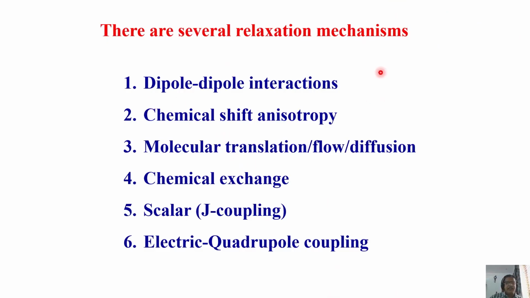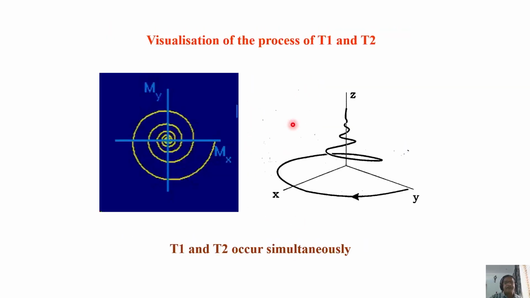One is dipole-dipole interaction. This is a major source of relaxation. Chemical shift anisotropy is also a major source of relaxation. And there are molecular translation, flow, diffusion, chemical exchange, scalar coupling, and electrical quadrupolar coupling for spin greater than half. There are various mechanisms. All these phenomena happening in the molecule, in the sample, can give rise to mechanisms for relaxation. But dominant are dipole-dipole and chemical shift anisotropy interactions.